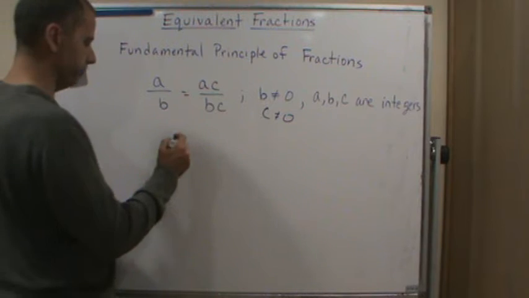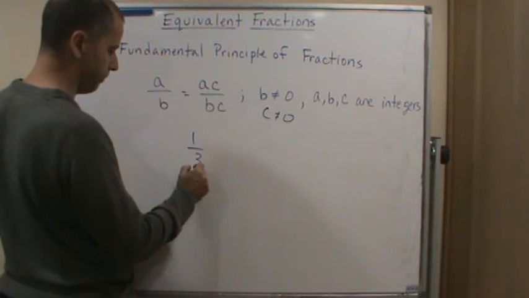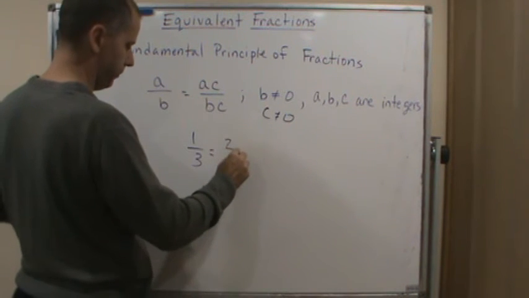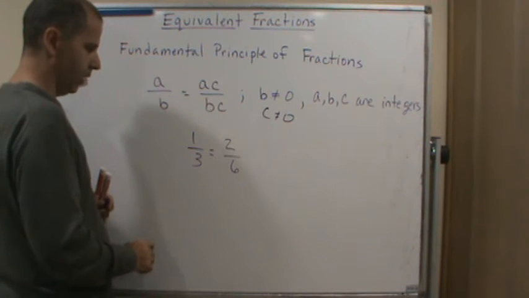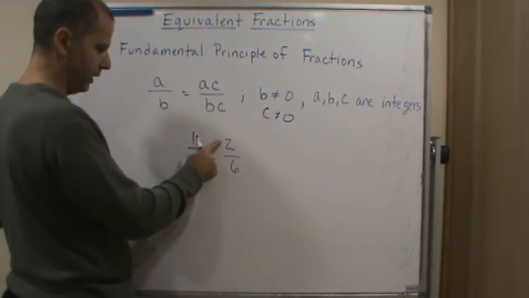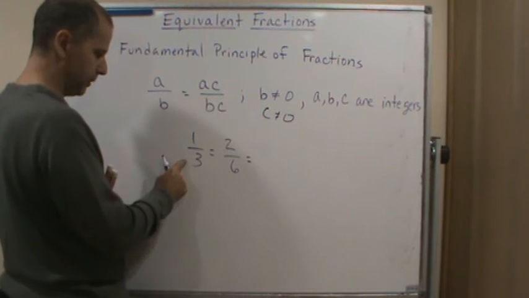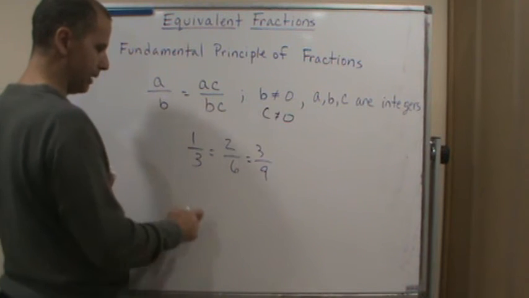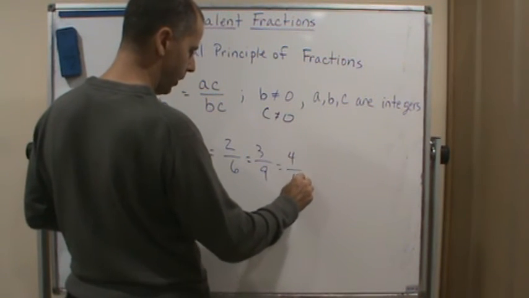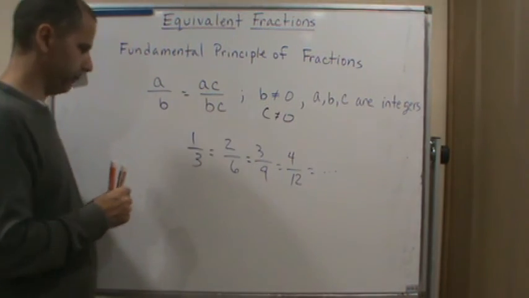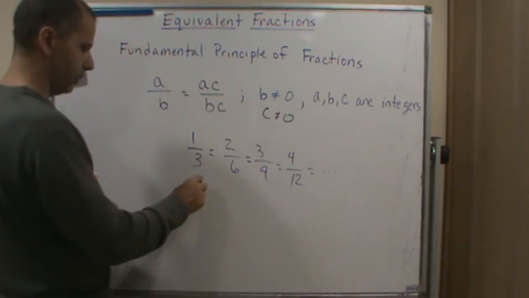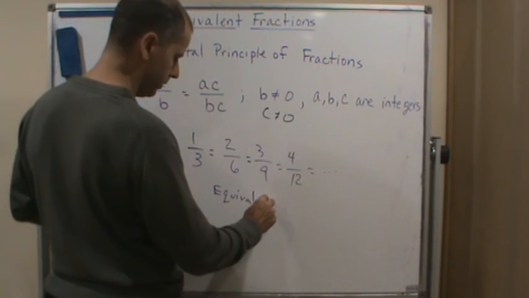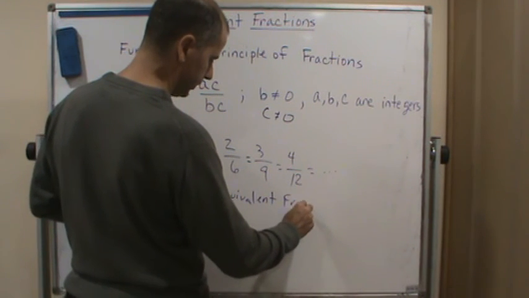So for example, again, if I do 1/3, well, that's the same as what? 2/6, right? So if I multiply the top and the bottom by 2, I get 2/6. If I multiply the top and the bottom by 3, I get 3/9, right? If I multiply the top and bottom by 4, I get 4/12, and so on, okay? And so these are what we call equivalent fractions.